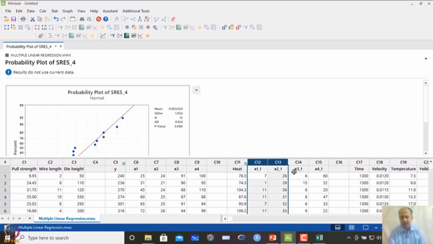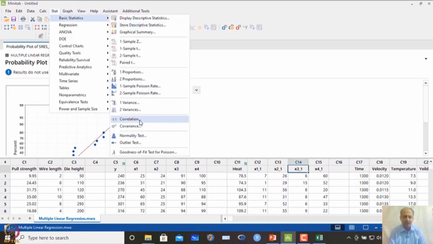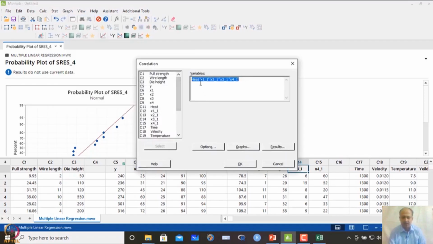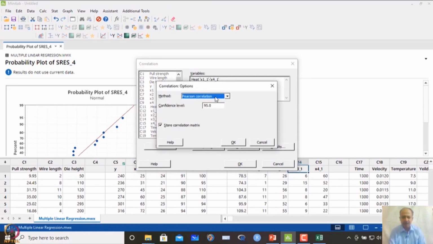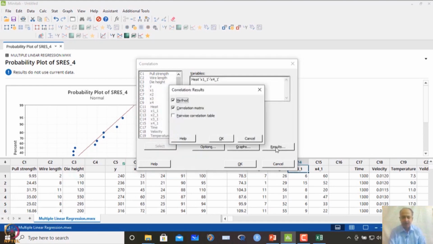So, let us try to see the multicollinearity issues over here. What we can do is go to Basic Statistics and then Correlation. We can see the correlation between heat and the other variables, from x1 to x4, and select these. I want to see the correlation matrix. So, I go to options and select Pearson correlation, and in graphs I want the plot of correlation with p values, because I am interested in which variables are correlated and which are significant. We can see pairwise correlation also.